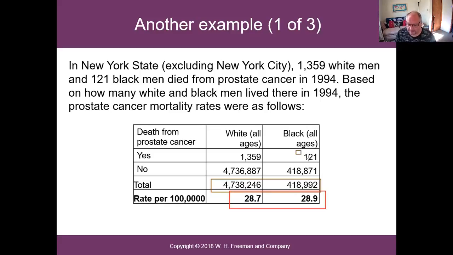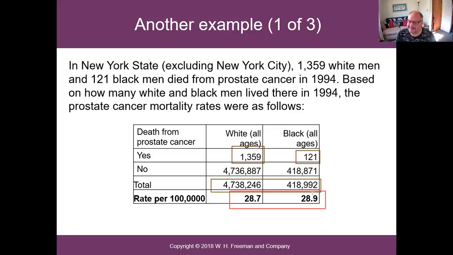Look at this figure, 121, versus this figure, 1359. You can't say particularly that they're the same if you have 1,300 white men and 121 black men that have the prostate cancer that died. And as a result of the conditional probability here, if you divide each by their own respective sum, you do get the same percentage for each of them.